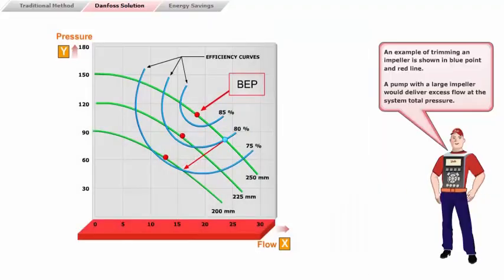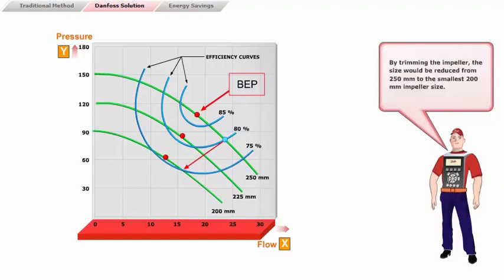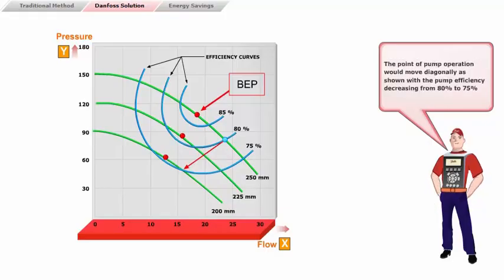A pump with a large impeller would deliver excess flow at the system total pressure. By trimming the impeller, the size would be reduced from 250 mm to the smallest 200 mm impeller size. The point of pump operation would move diagonally as shown, with the pump efficiency decreasing from 80% to 75%.